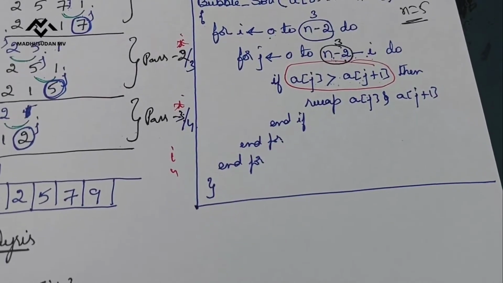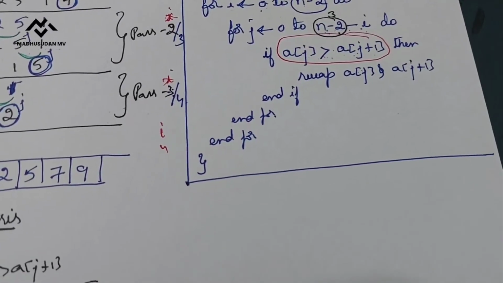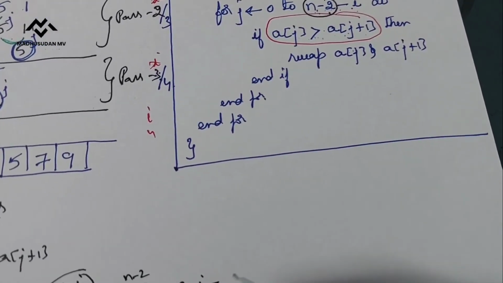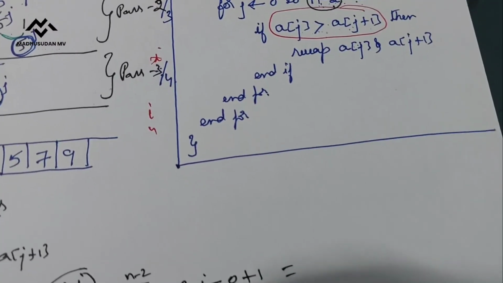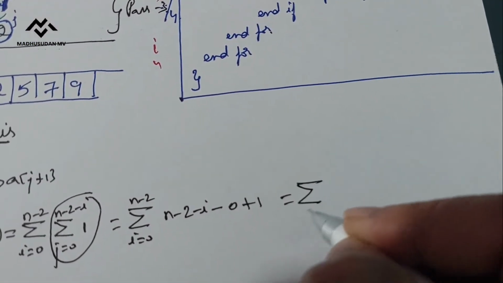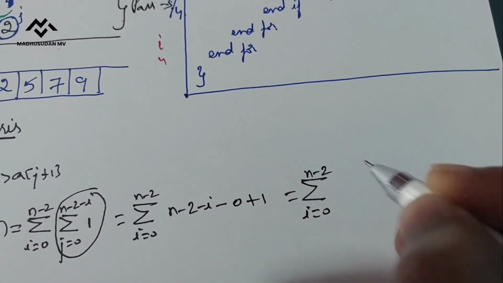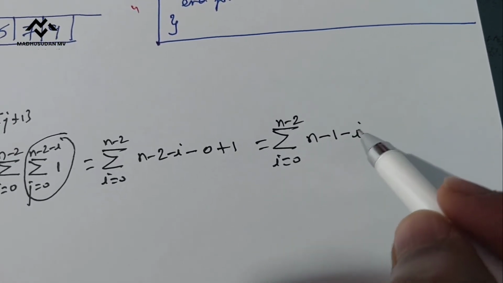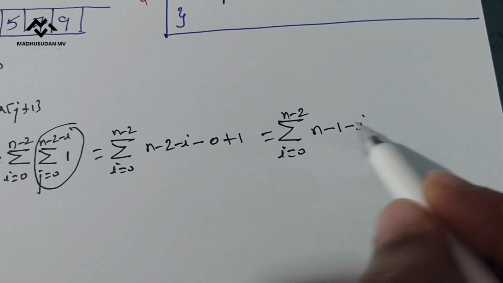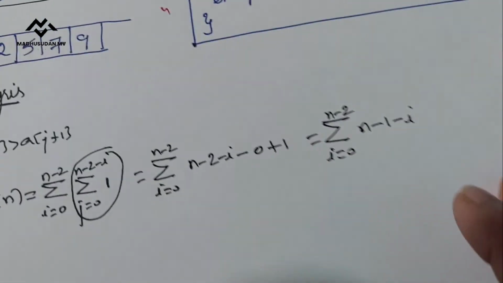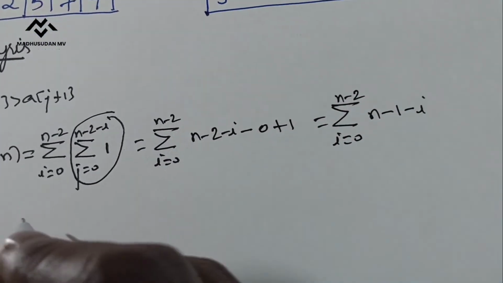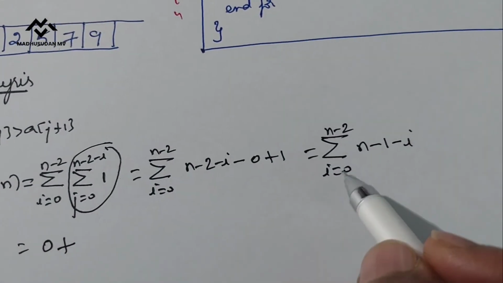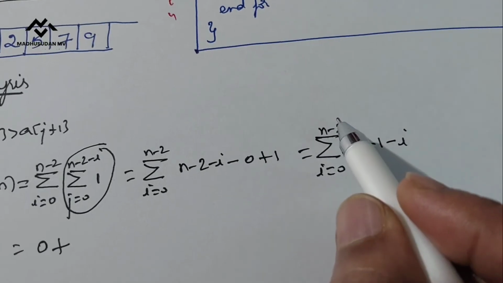So now apply the formula for this. We know the formula: upper limit minus lower limit plus 1. So this is minus 2 plus 1, which becomes minus 1. So this becomes summation i equal to 0 to n minus 2 of n minus 1 minus i. Now here i is the only variable, and n and 1 are constants. So now we keep replacing the value of i. First I'll keep the value of i as 0, because i starts from 0. Next 1, 2, 3, 4 up to n minus 2.